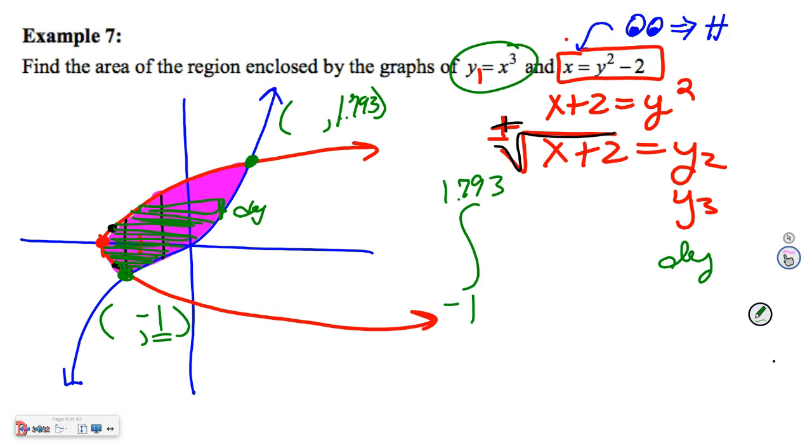So you're going to rewrite that, and they're not hard to solve. X equals cubed root y. That's how far to the right you would be. So you're going to go cubed root y, the right function, minus the left function. It's already written as x in terms of y, right? It's y squared minus 2.